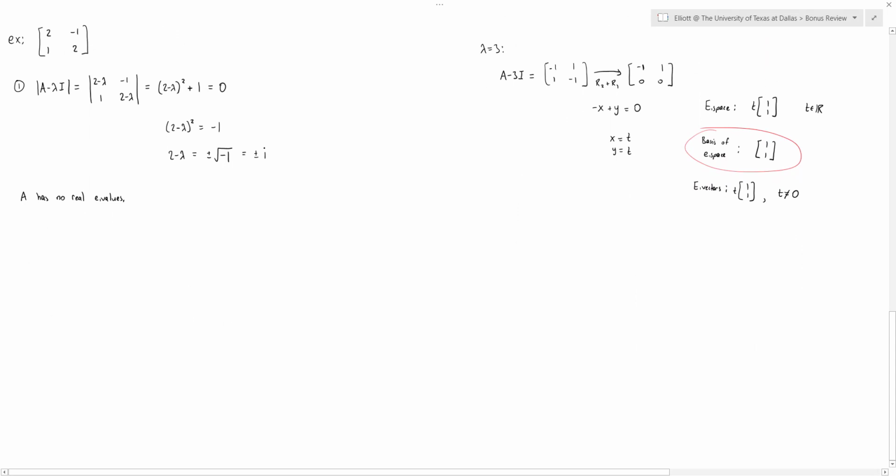So one thing to notice then is that if we only care about the real eigenvalues, then not every matrix will have eigenvalues in the first place if we only care about real ones. And therefore, not every matrix will have eigenvectors either. Okay. Let's do a 3x3 example next, okay?